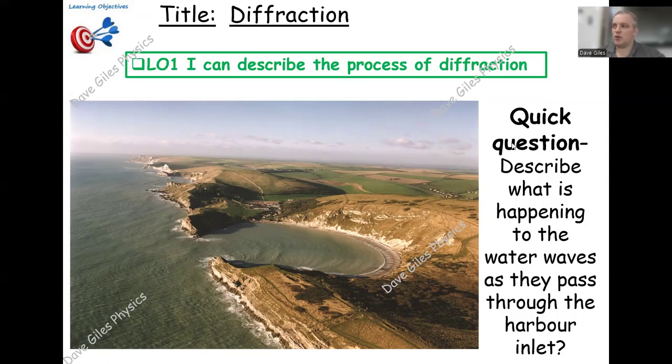So a quick question: describe what has happened to the waves as they pass through the harbour inlet. Now, you can probably guess from the title that they are diffracted, but what does that mean? Well, you can see here that when the waves come through the inlet, they start to look a lot more curved. So that is the basics of diffraction.